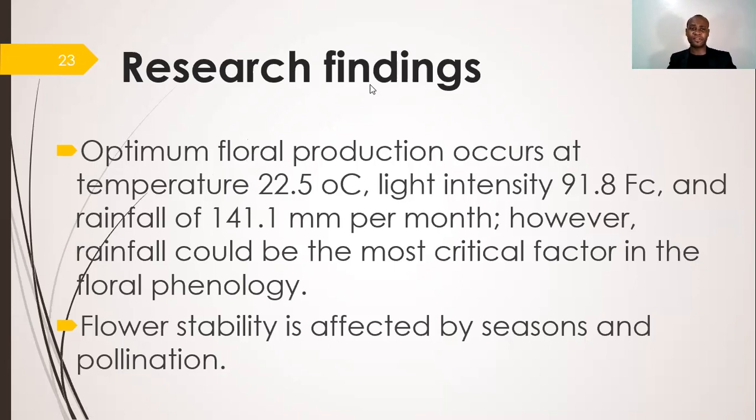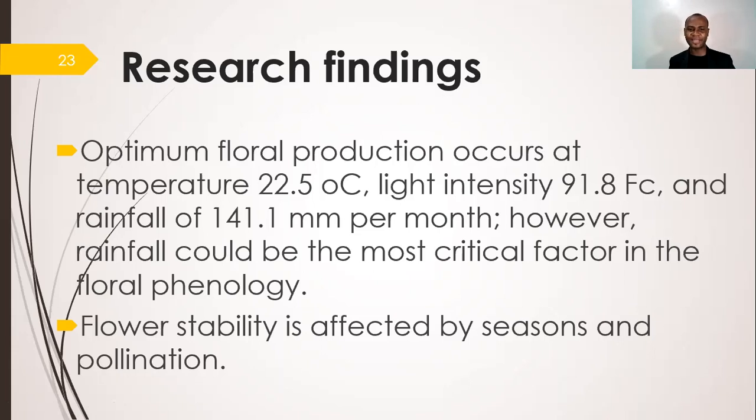Okay, now let's look at some research findings. Optimum flower production occurs at temperatures around 22.5 degrees Celsius, light intensity of 91.8, and then rainfall of 1.1 millimeters per month. However, rainfall could be the most critical factor in the floral phenology.